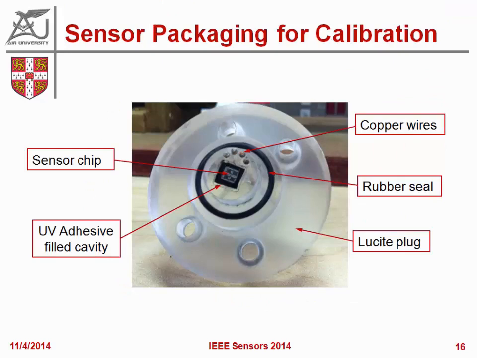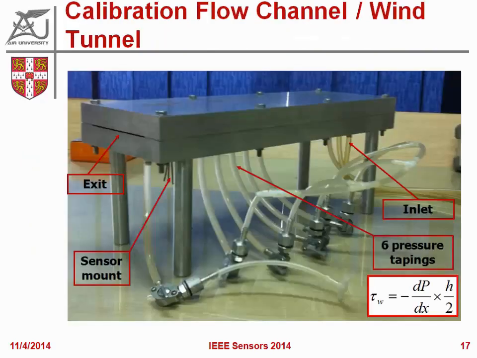This is a Lucite plug in which we created a cavity and embedded the sensor chip, and the sides were covered with UV adhesive to make sure there's a very smooth and plain airflow over the sensor chip. These copper wires have wire bonds to the sensor. This plug comes in here, and these 4 wires are then connected to the constant temperature anemometry circuitry. And this is the input given through these pipes to a microflow channel, and here is the exit.